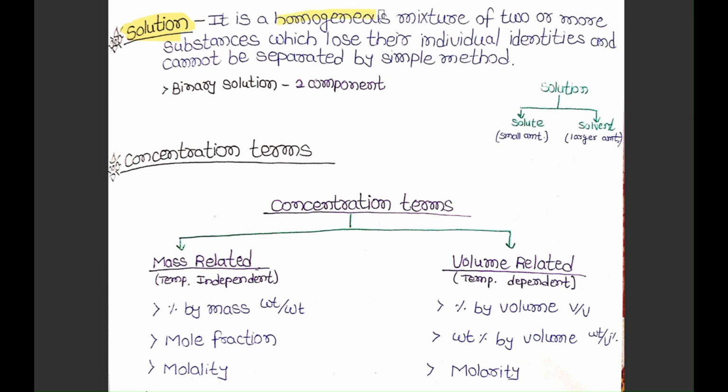Solution is a homogeneous mixture of two or more than two kind of substances which lose their individual identities and cannot be separated by simple method. A solution is made up of solute and solvent. Solute is present in a small amount while solvent is present in larger amount. A binary solution is one which has two components.